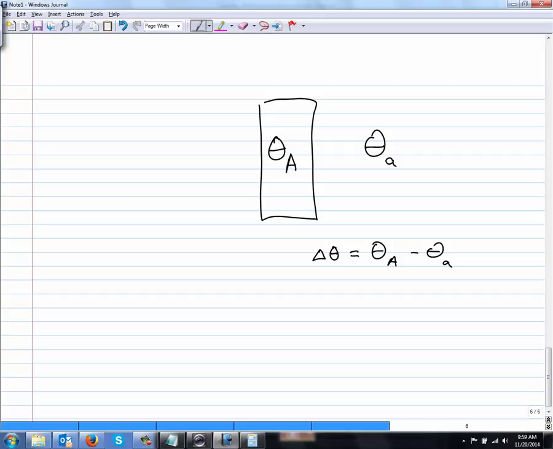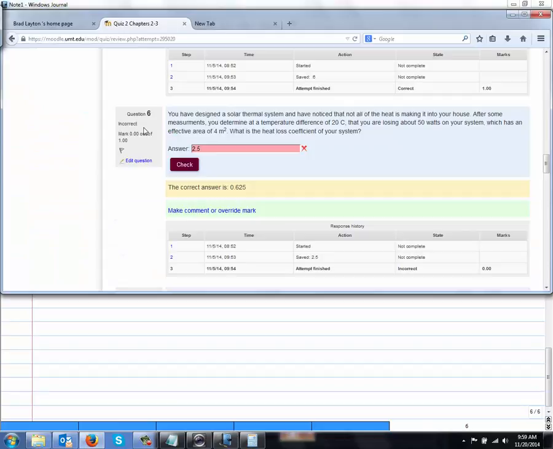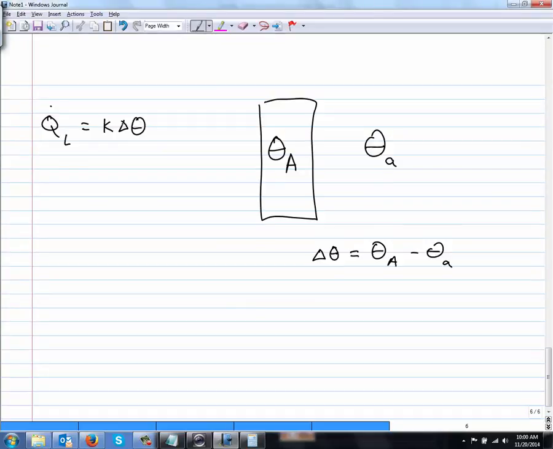And what he's written is that Q dot L equals K delta theta, right? Because you'd read this question. Let's just go back to the question. It says, you have designed a solar thermal system. After some measurements, you determine the temperature of 20 C. You're losing about 50 watts from the system. We know that Q is measured in watts, and you have an effective area of 4 square meters. So this is the equation of the book. Now let's see if the equation is written correctly.